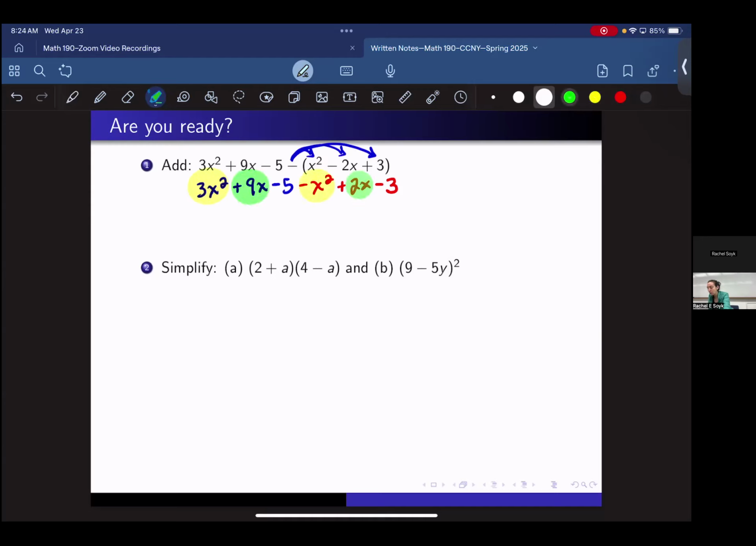Now, this next step, all we're doing is color coding so that we can combine some like terms with one another. We have our second degree term, we have our first degree term in green, and then we have our constants in blue. So 3x squared minus x squared gives us what? 2x squared, right? Because x squared is just 1x squared, and 3 minus 1 is 2. Then we have 9x plus 2x gives us 11x. And then last but not least, negative 5 minus 3 gives you negative 8.